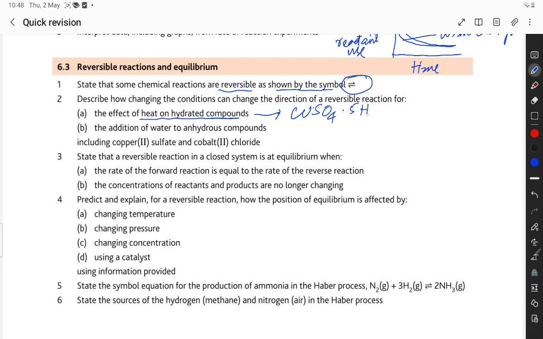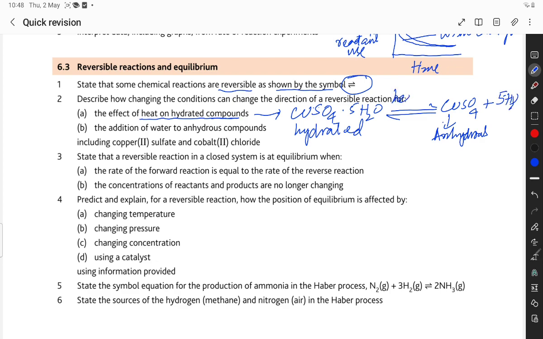CuSO4.5H2O, this is a hydrated compound. If you heat this compound, this is the reaction. This is hydrated, and this will become anhydrous plus 5 moles of water.